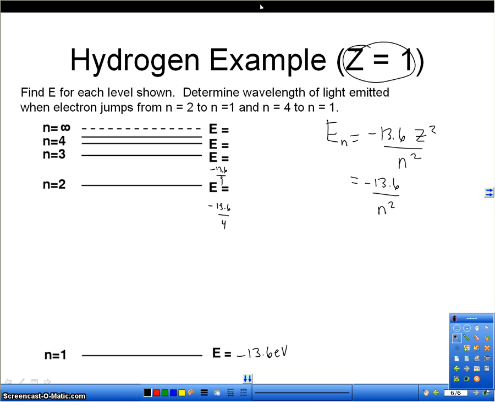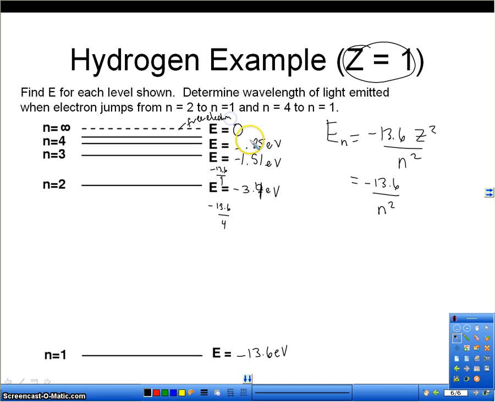So 13.6 divided by 4 is equal to 3.4. So this is negative 3.4 electron volts. Pardon me, that's negative 3.4 electron volts. And then 13.6 divided by 9 is negative 1.51 electron volts. 13.6 divided by 16 is negative 0.85 electron volts. And if I were to take 13.6 and divide by infinity, I would get 0, which is the ionized state. This is the free state of the electron out here.